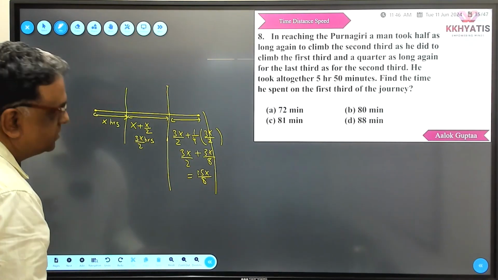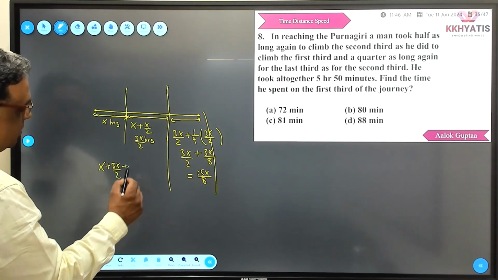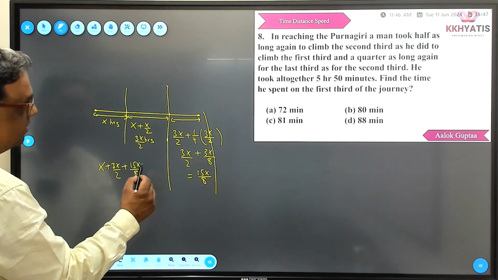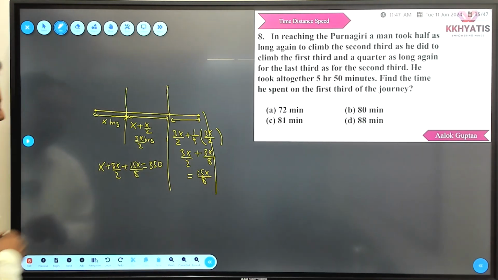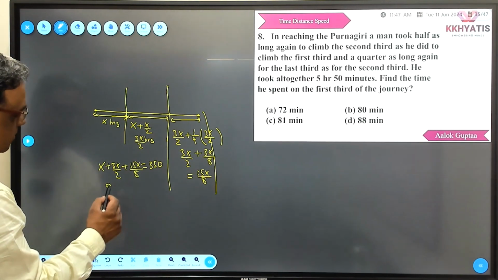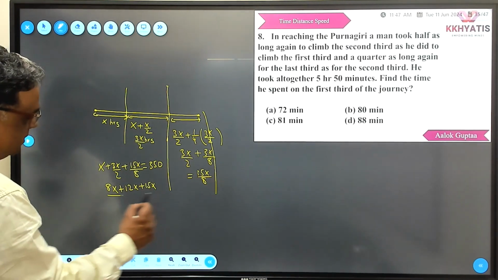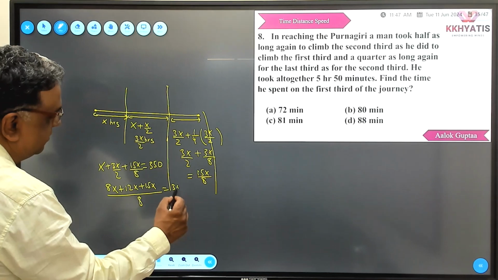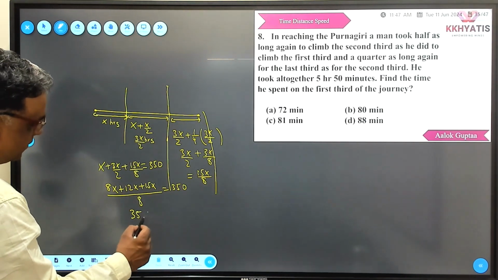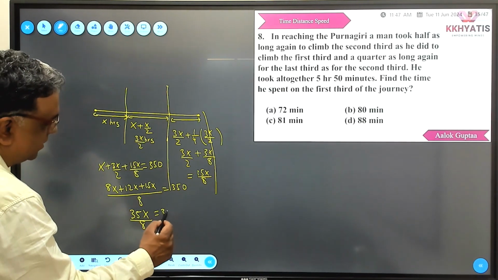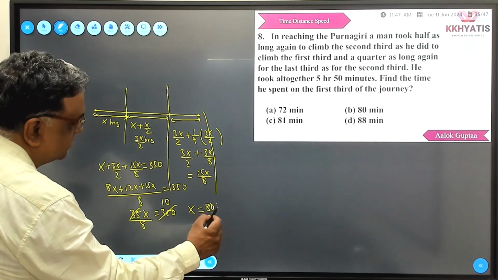This is what has been given to us, and in total we have x plus 3x by 2 plus 15x by 8 as 5 hours 50 minutes, which is 350 minutes. Let us calculate in minutes. So this will be 8x plus 12x plus 15x upon 8 is 350. So 35x upon 8 is 350. This will get cancelled by 10. So x is 80 minutes.